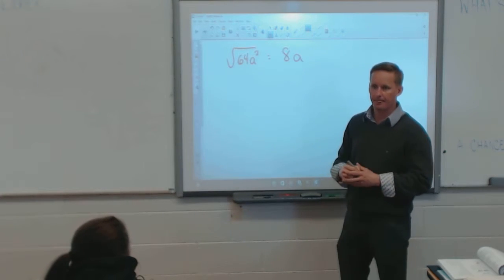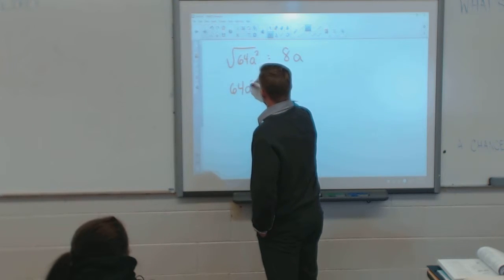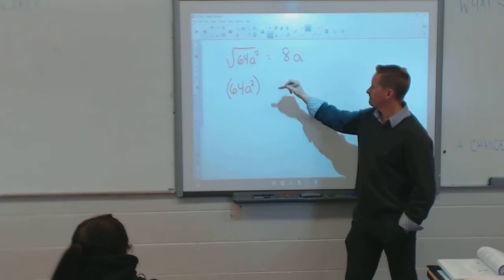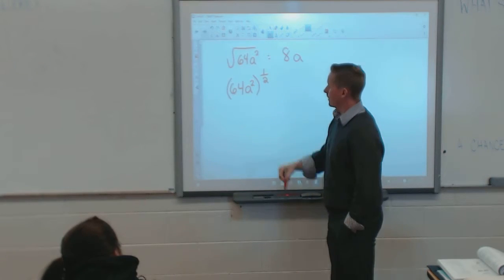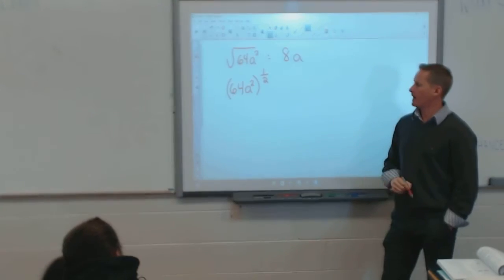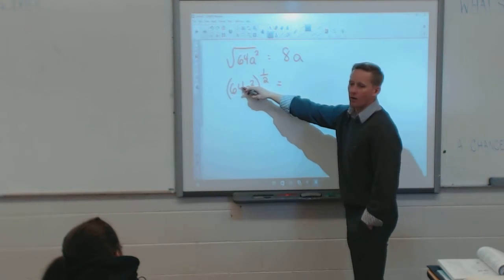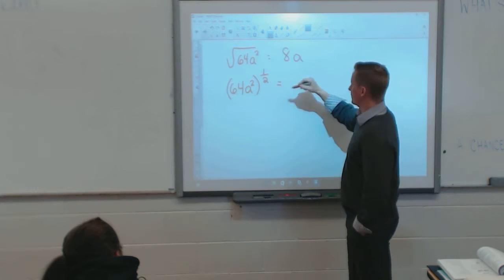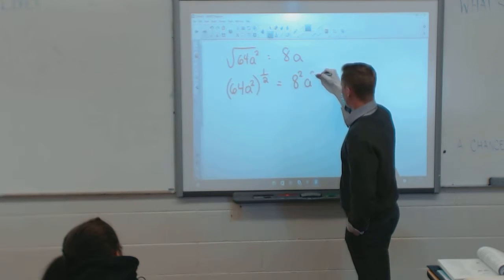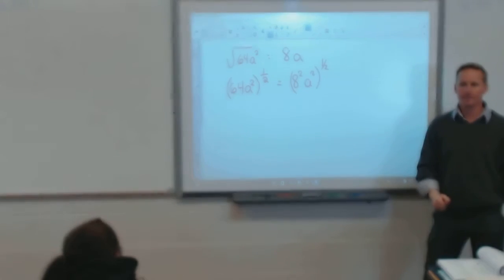All right, I'm going to do this a little differently now. I'm going to change that square root to an exponent of 1/2. The square root can be written as an exponent of 1/2. How do I know that? Well, watch this. 64 can be broken down to 8 squared, agreed? And then I have a squared, and I have all of this to the 1/2, right?